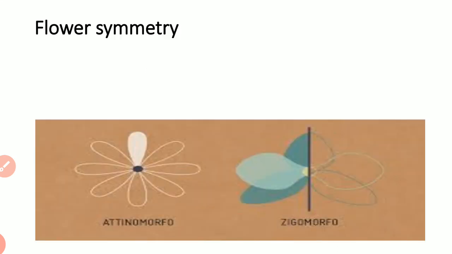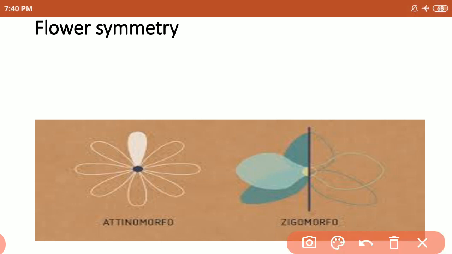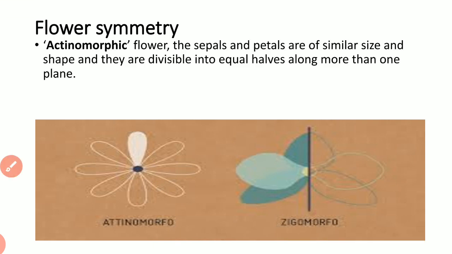Now we proceed towards flower symmetry. Flower symmetry is a basic structure. Here we see two types: actinomorphic and zygomorphic. So flower symmetry is divided into two parts. The first one is the actinomorphic flower and the second is the zygomorphic flower. In the actinomorphic flower, the sepals and petals are of similar size and shape and they are divisible into equal halves along more than one plane.